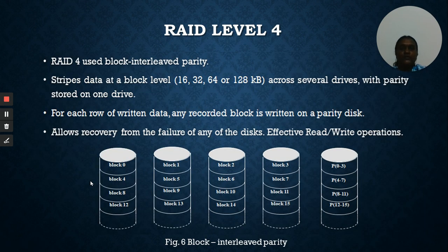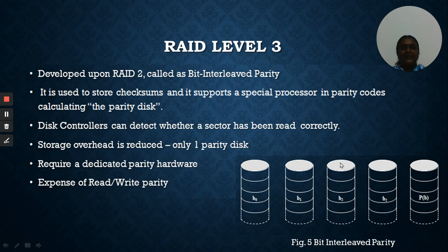Now we are going to see RAID level 4, which is block interleaved parity. What is block interleaved parity? The strips are laid out, and a separate disk will have the block interleaved parities available for each block. There will be a block interleaved parity, but in the previous case, we had bit level parity.